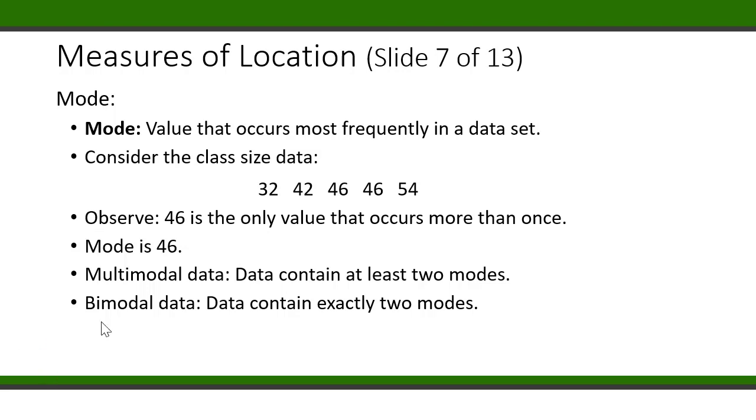Another term is multimodal, and here the data contains at least two modes. Bimodal means the data contains exactly two modes. So think of this as two things that are repeating twice. Let's say we had another 32 up here. Well, then 32 was twice and 46 was twice. Then we would have two modes.